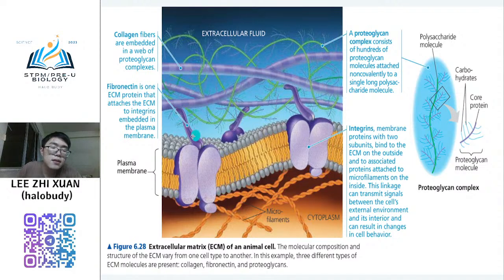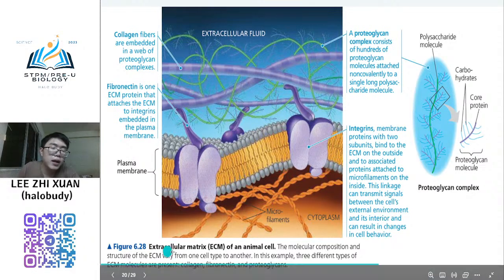Fibronectin is actually to provide the anchor to the ECM. It is like a bridge; you can say it looks like a bridge from the plasma membrane to the ECM. It joins the plasma membrane and ECM. And also collagen fibers are embedded in a bed of proteoglycan complex. The proteoglycan complex consists of hundreds of proteoglycans attached non-covalently to a single long polysaccharide molecule. And also we have integrin. So this is about the ECM, the extracellular matrix.